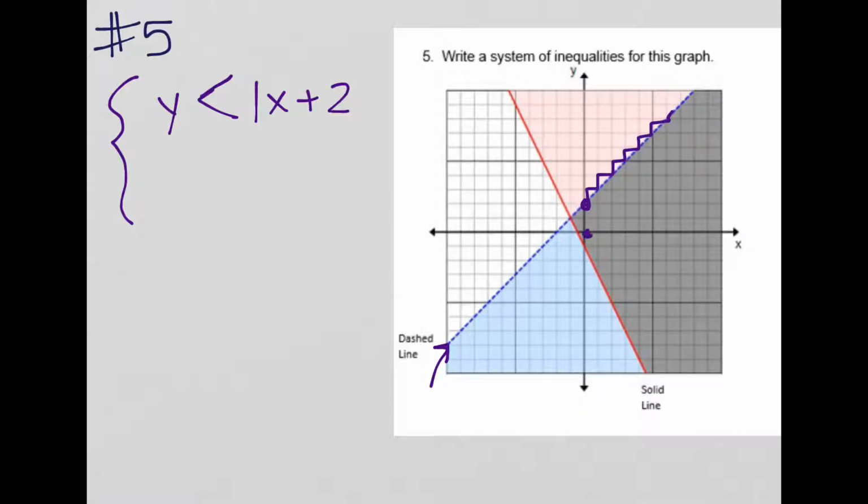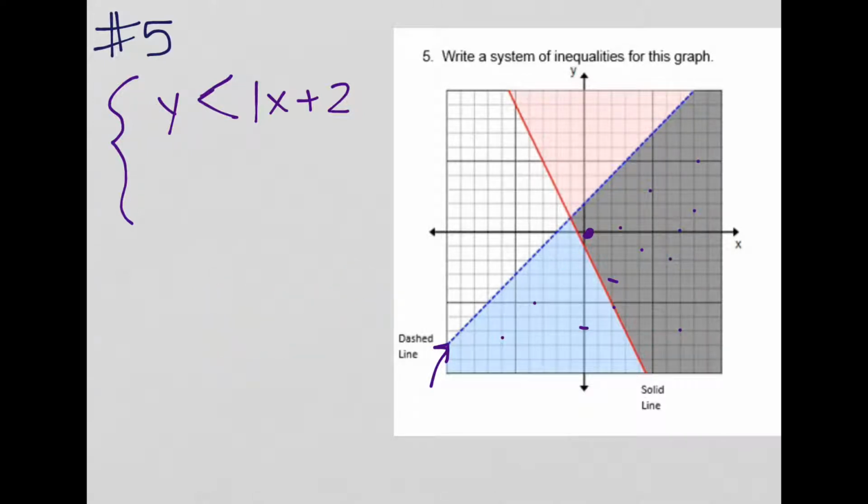Like 0, 0, that's right here. We're going to plug in 0, 0 and ask this question. Is 0 less than 0 plus 2? Hey, yeah, 0 is less than 2. That means that this actually is in solution land. It does work, so all these points over here will also work. So that means I guessed correctly. It's y is less than x plus 2. So that's my first inequality that represents the blue.